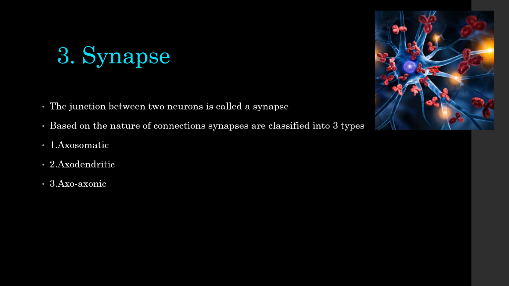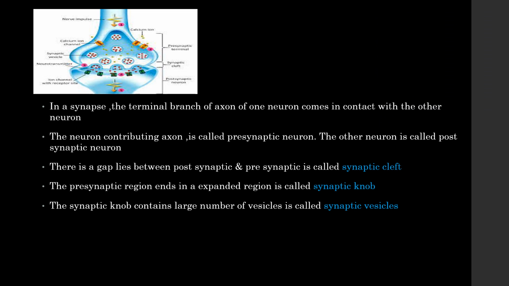The third one is synaptic transmission. Synaptic transmission means transmission of impulse between two neurons. The junction between two neurons is called a synapse. There are three types of synapse. First one is axosomatic, second one is axodendritic, and third one is axo-axonic.